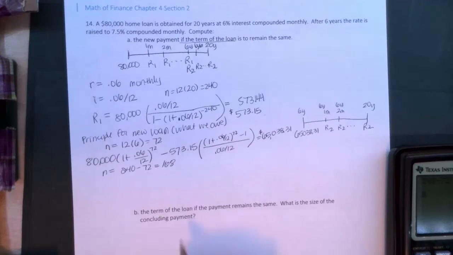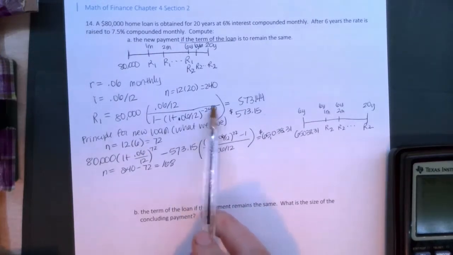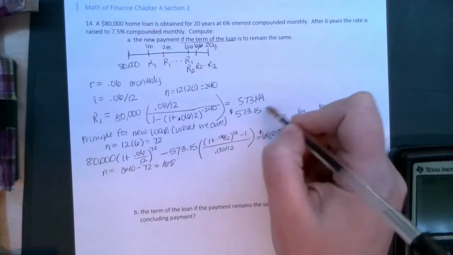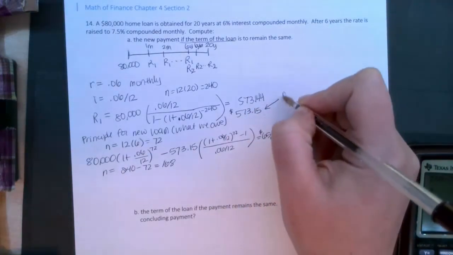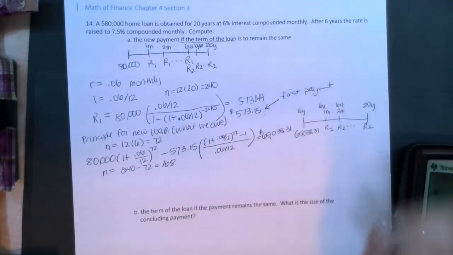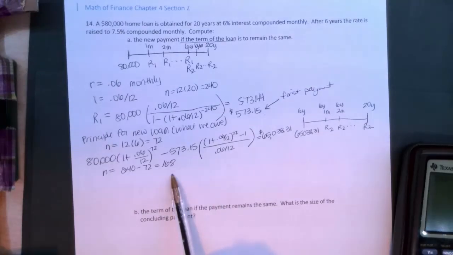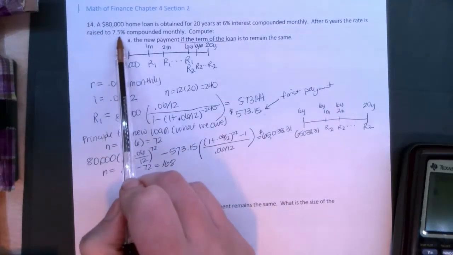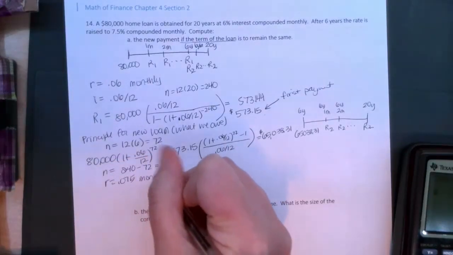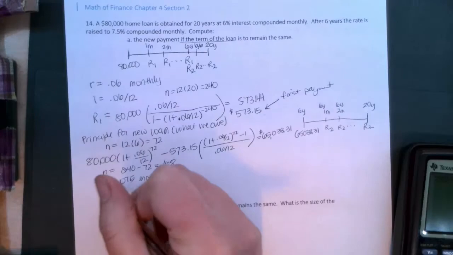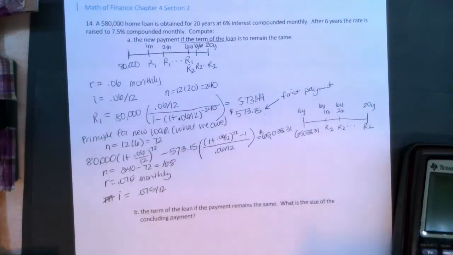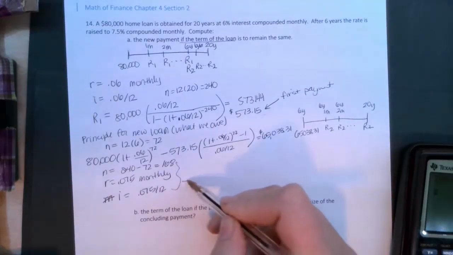And now we're going to use the same formula up here, only this is different now and this is different now. That's it. Okay, and we expect this one to be bigger because now we have a different interest rate too. This time our R is 0.075, still monthly. So that means our I is 0.075 over 12. Then we're going to use this to calculate R2.